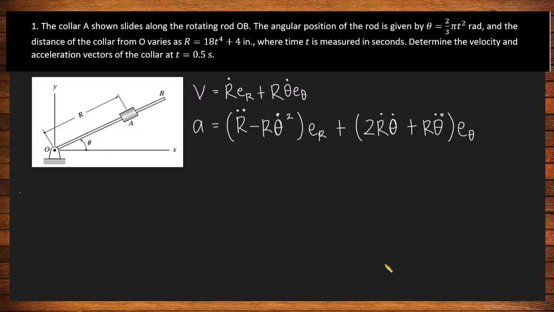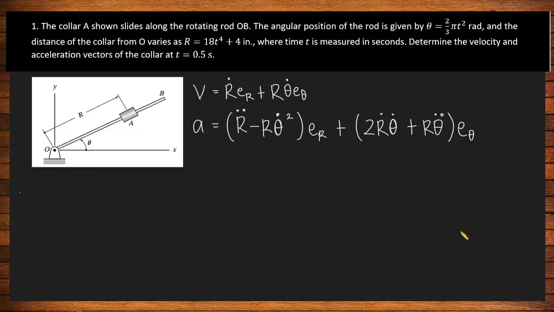So for our first example here, the collar A shown slides along the rotating rod OB. The angular position of the rod is given by theta equal to 2/3 pi t squared radians, and the distance of the collar from O varies as r equal to 18 times t raised to 4 plus 4 inches, where t is measured in seconds. Now determine the velocity and acceleration vectors of the collar at t equal to 0.5 seconds.